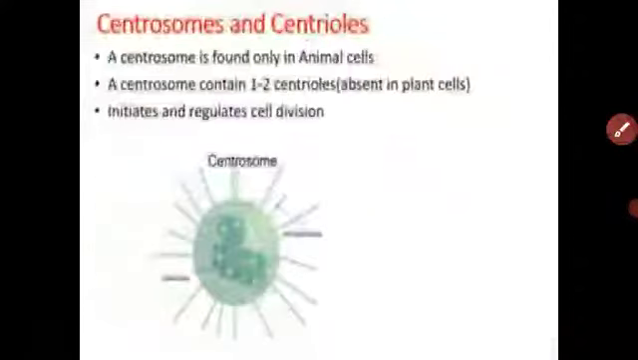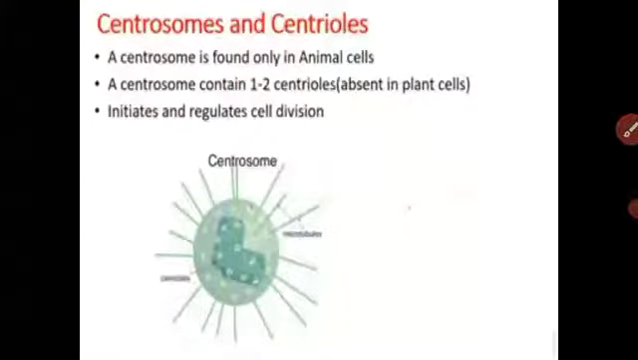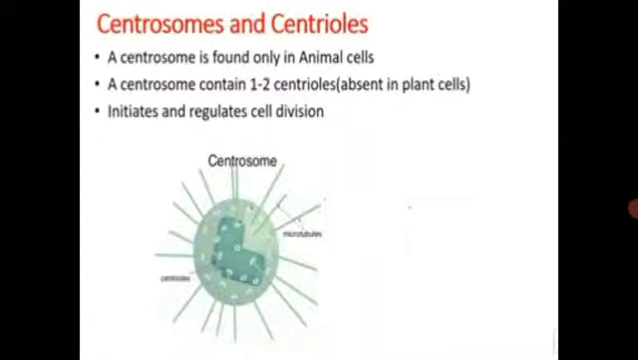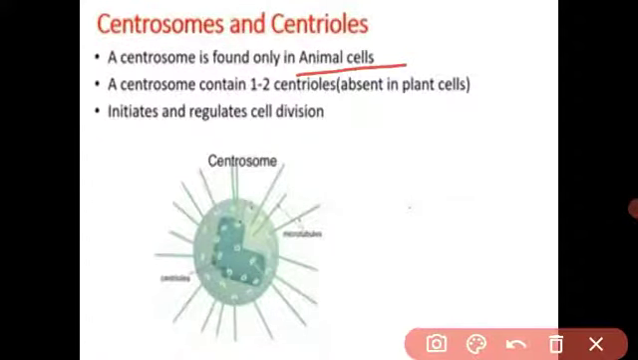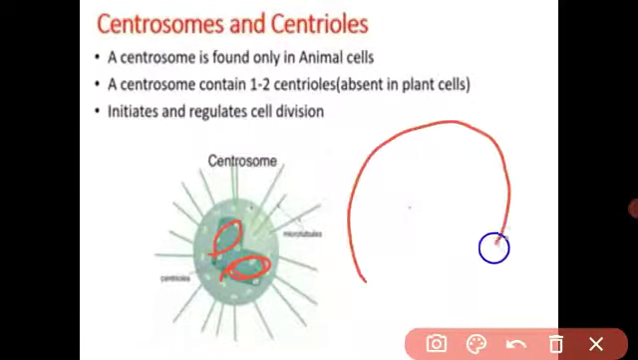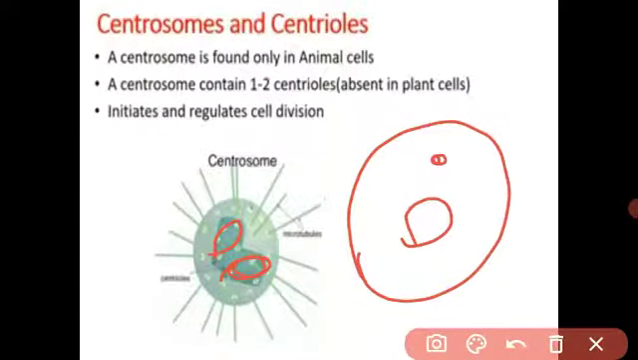The next cell organelles are the centrosomes and centrioles. These cell organelles are present only in the animal cell, and the main function of the centrosome is to regulate cell division. See, this is the centrosome. It is a small vesicle-like structure. It contains two centrioles. When this is the nucleus and this is the cell, the centrosome is present here.